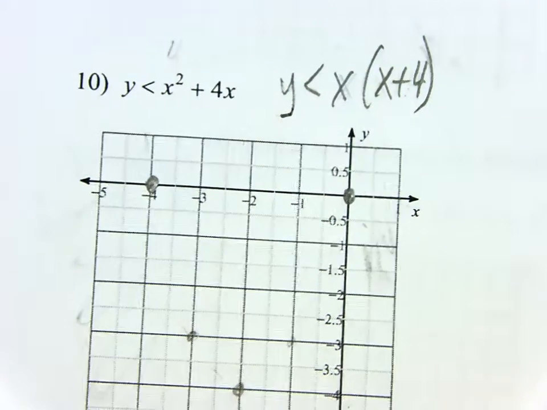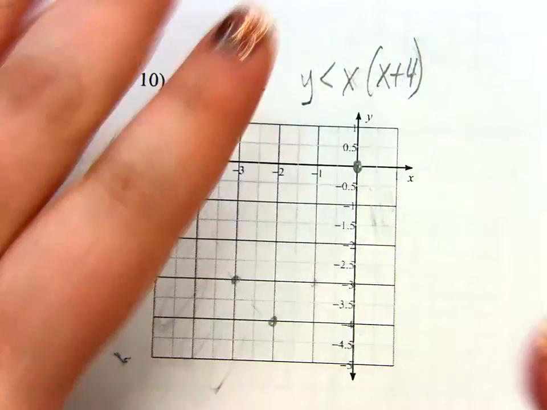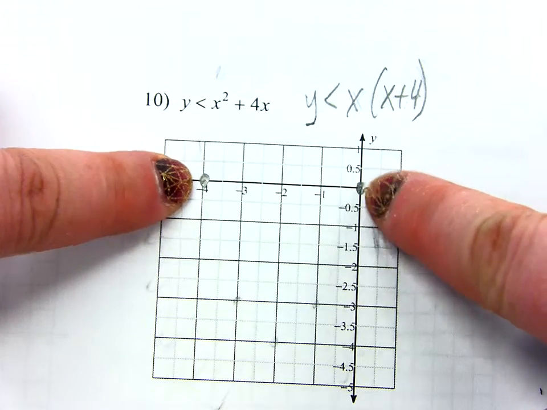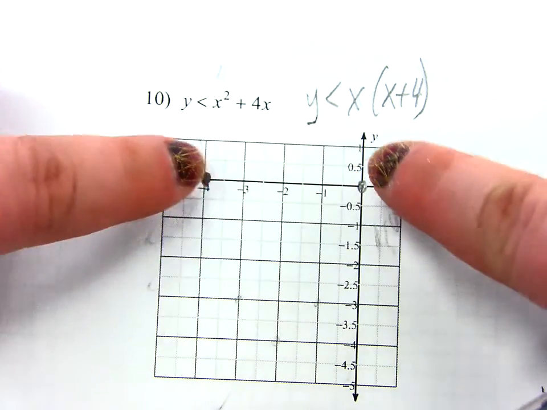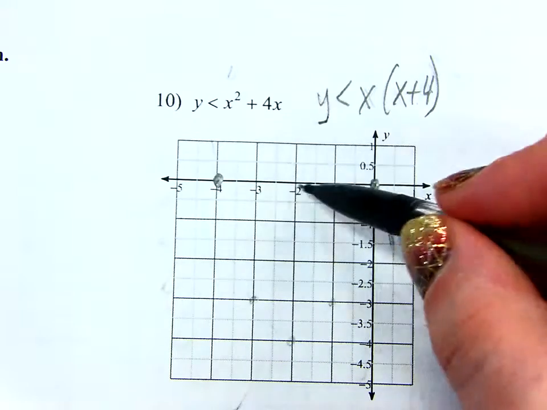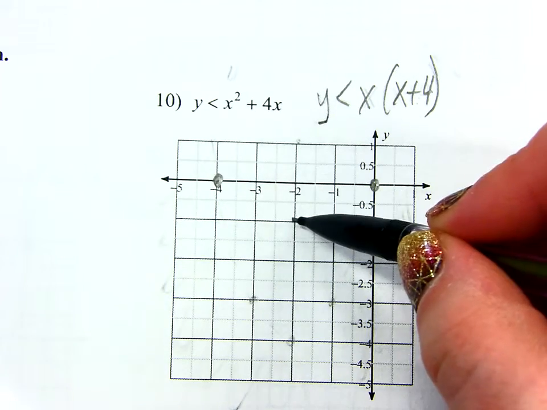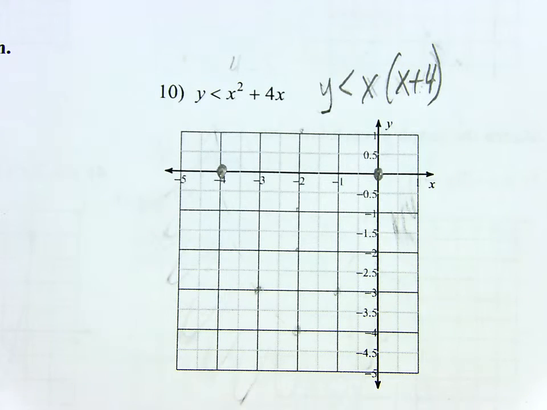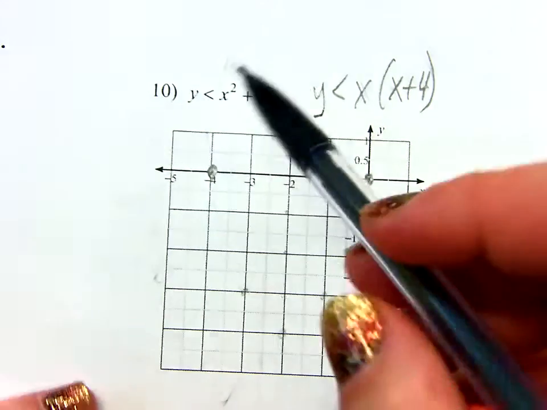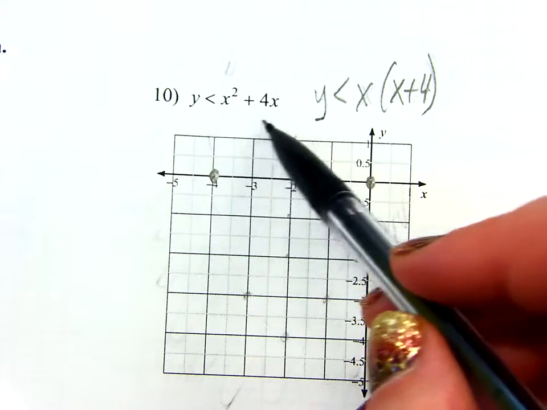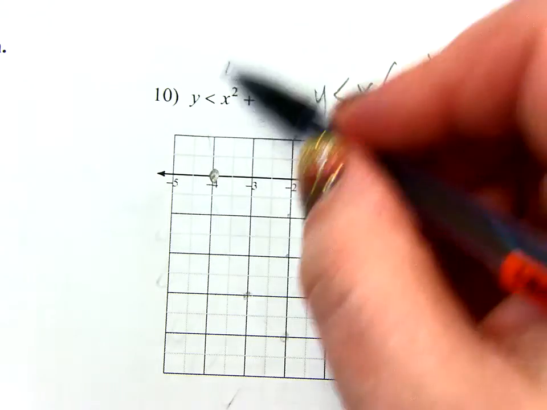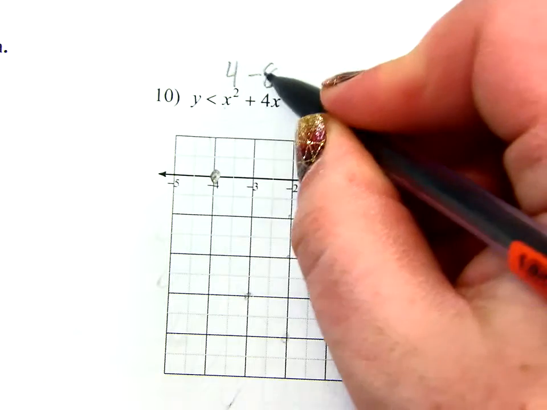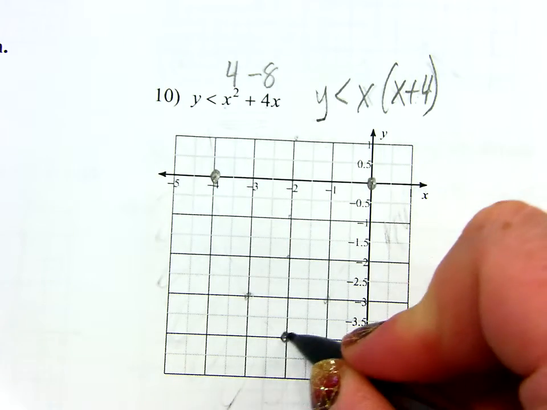But now I need to figure out where my vertex is. Because remember, I don't know that yet. But I do know it has to, because everything's symmetrical, so it has to happen halfway in between those 2 points. I just don't know, is it going to be at negative 2 comma 1, negative 2, negative 1, negative 2, negative 2? I don't know. It's going to be at negative 2 comma something. So in order to find that something, I just have to take negative 2 and plug it back into my equation and see what comes out. So negative 2 squared is 4. 4 times negative 2 is negative 8. So 4 minus 8, that's how I knew it was at negative 4, way down here.